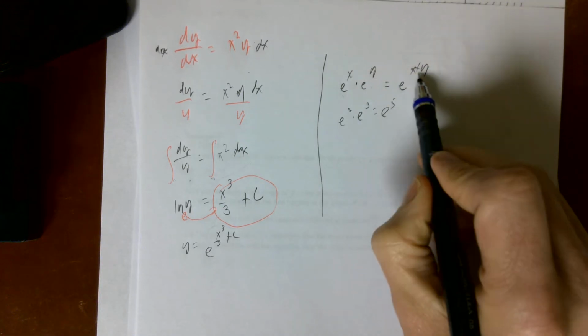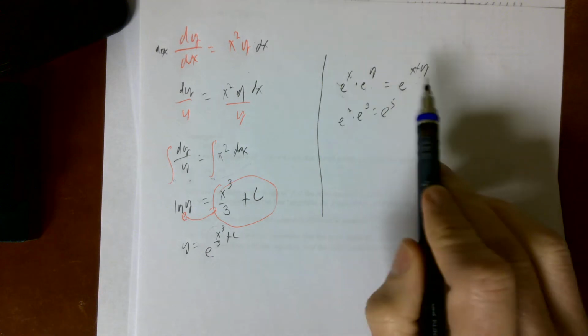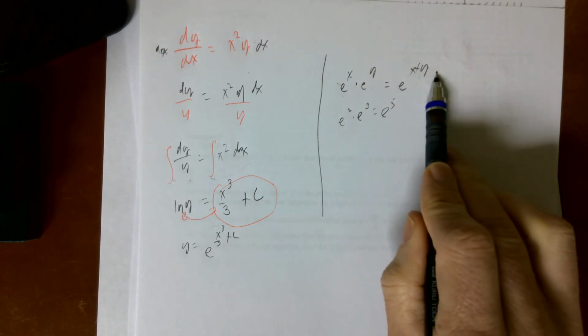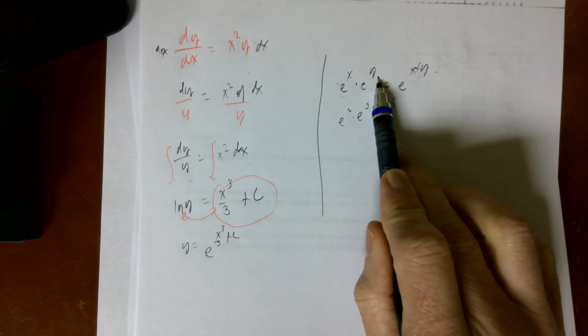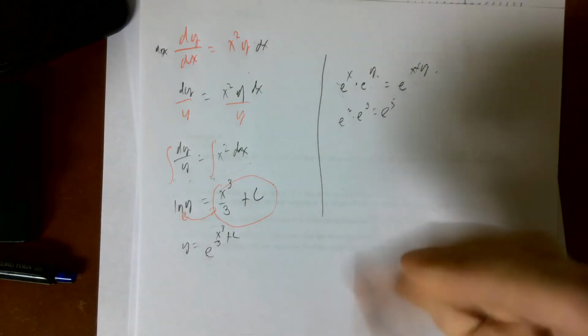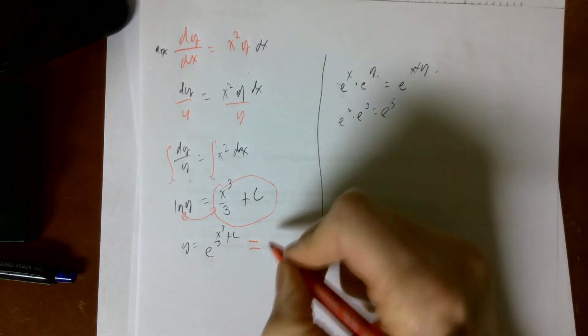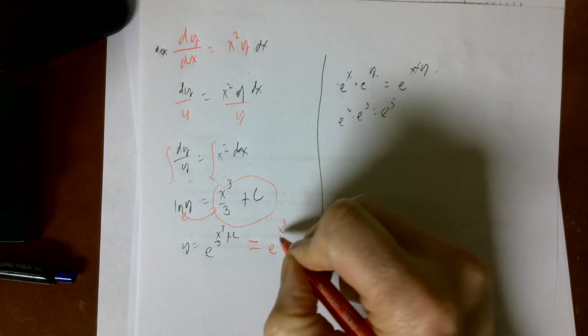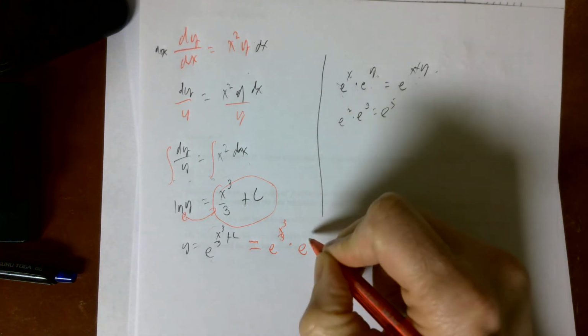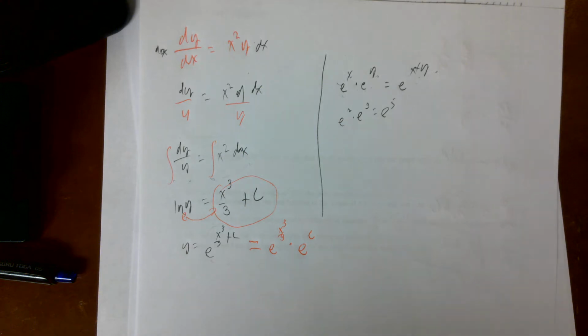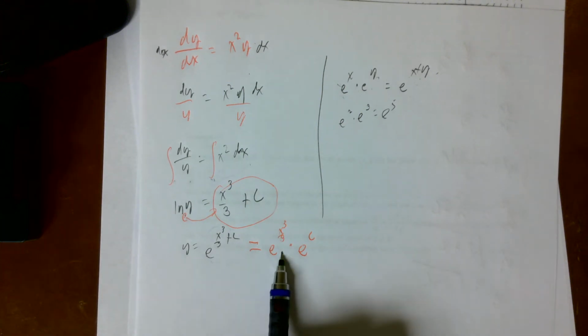Well, actually, I don't care about this direction. What I care about is this direction. Meaning, if you have e to the something plus something, that's equal to e to the something times e to the something. So that means e to the x cubed over 3 plus c is equal to e to the x cubed over 3 times e to the c. Very, very common thing to do when dealing with differential equations. Incredibly common. When you see this, you've got to break it apart.